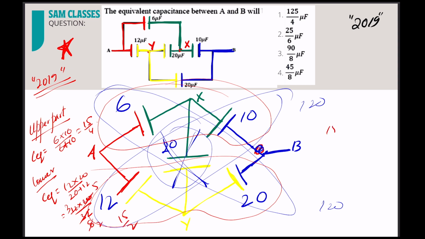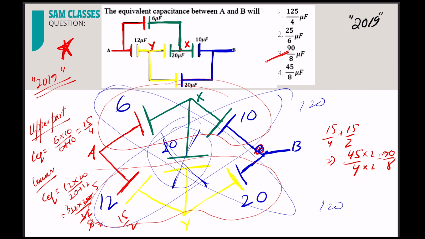So basically what we got is 15 by 4 plus 15 by 2. If I solve it, I'll get 45 by 4. But there is no answer 45 by 4. What if I double it? If I double it, I get 90 by 8. See, that is the answer. Okay, so it was very simple. You don't have to do all this. A lot of times they'll give you questions like this for your understanding.